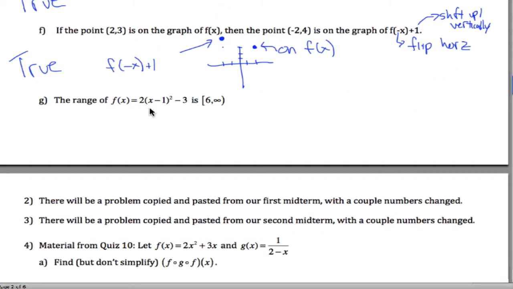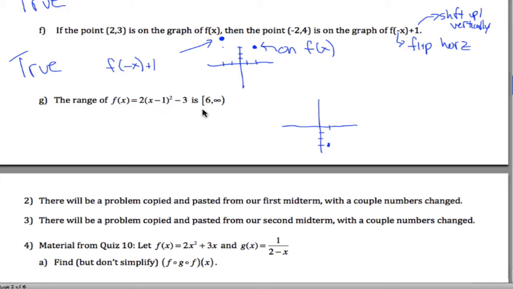Okay, so what it wants you to recognize here is that the vertex of this parabola is at (1, -3). If you think about this as a bunch of transformations of the graph f of x equals x squared, this 2 stretches it vertically by a factor of 2, but that won't move the vertex at all. This moves the vertex right 1, this moves the vertex down 3.